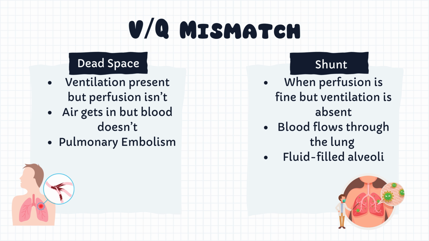Second, shunt. This is when perfusion is fine, but ventilation is absent. Blood flows through the lung, but doesn't get oxygenated. This happens in atelectasis or fluid-filled alveoli, like in pneumonia. Both scenarios reduce oxygenation, but only shunt won't improve with extra oxygen.